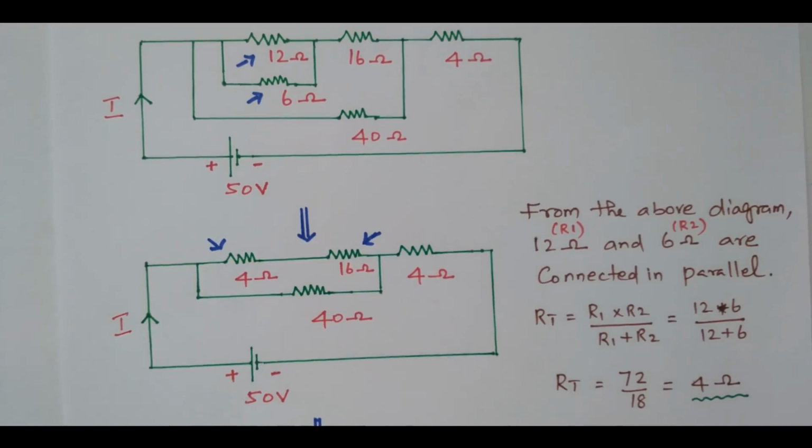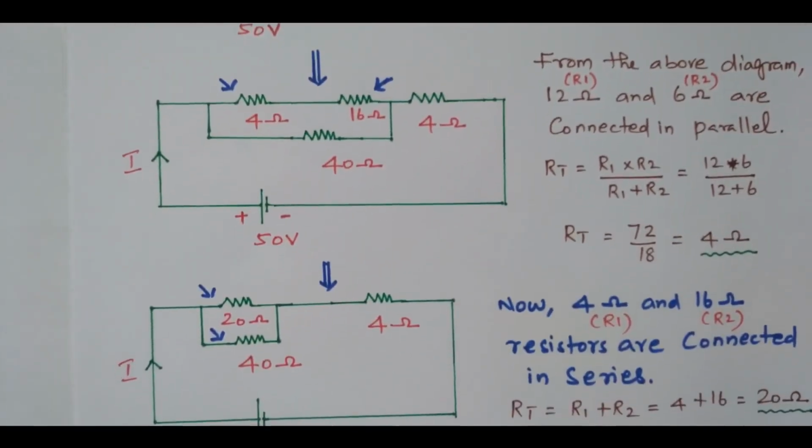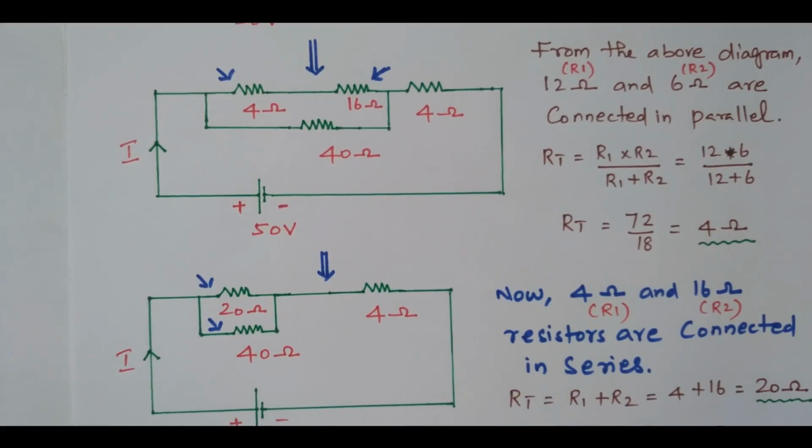Now we'll go for further simplification. See this 4 ohm and 16 ohm. We'll take these as R1 and R2. If the resistors are connected in series, what is the total resistance? R1 plus R2. We need to add both the resistors. 4 ohm plus 16 ohm, that is 20 ohm. So the 4 ohm and 16 ohm are connected in series, meaning the total resistance is 4 plus 16, 20 ohm. So this combination is now replaced with a single resistor of 20 ohm.